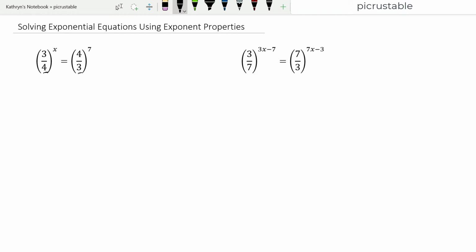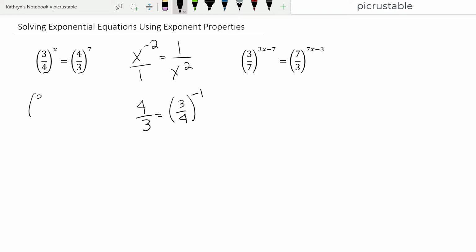When I look at these, I notice that they're reciprocals of each other. Let's just review reciprocals for a second. If I have x to the -2, I could rewrite that as 1 over x squared. Now remember, this is over 1. If I have 4/3, I could rewrite that as 3/4 to the -1. And you know what? That's what we're going to do.